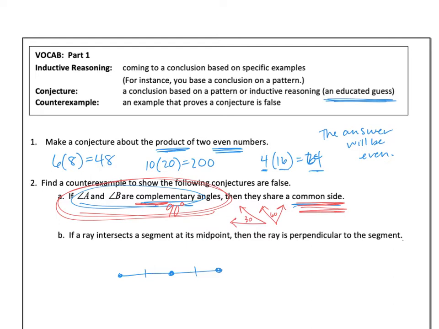And now what we want is we want a ray to intersect this segment at the midpoint. We want this first part to actually happen. We want a ray to intersect this at its midpoint. But we do not want the ray to be perpendicular. We want to prove that this statement is false by drawing a counterexample. What if I just draw a ray like this? That is not perpendicular to the segment, but it does intersect the segment at its midpoint. So this drawing that I just created would be a counterexample. It proved that this statement is false.